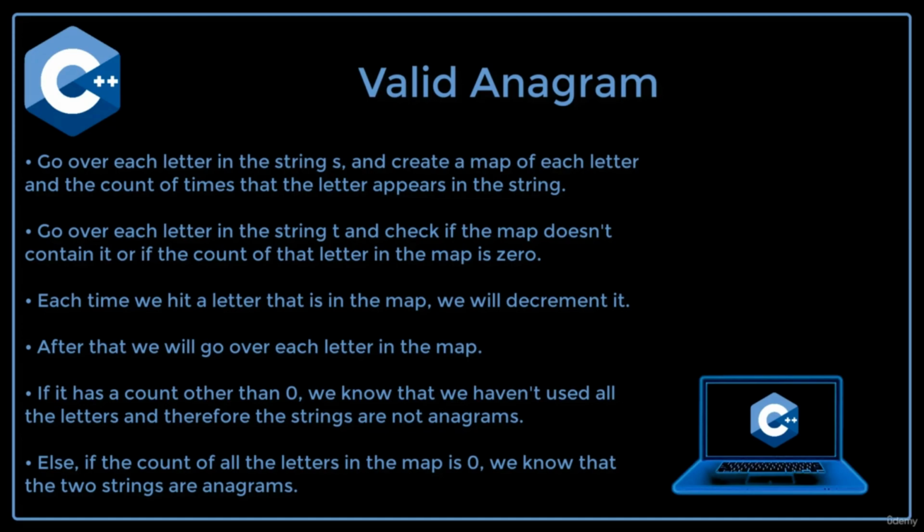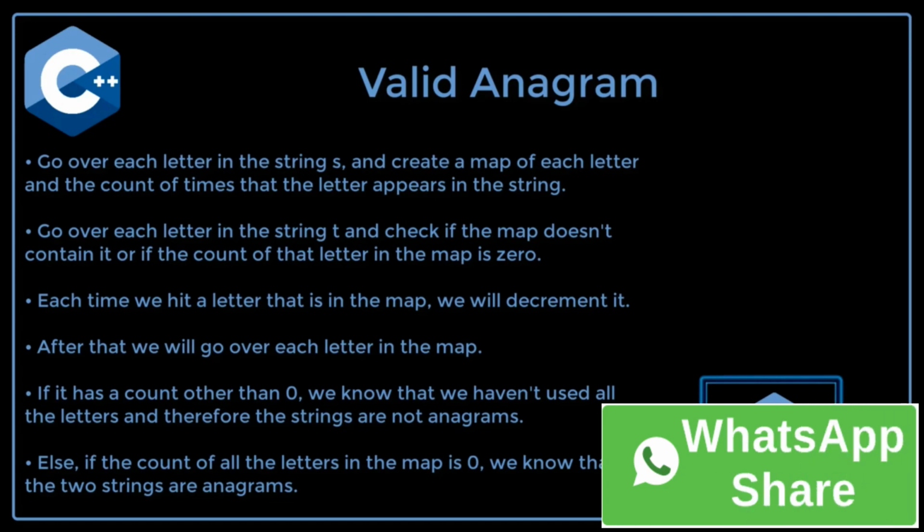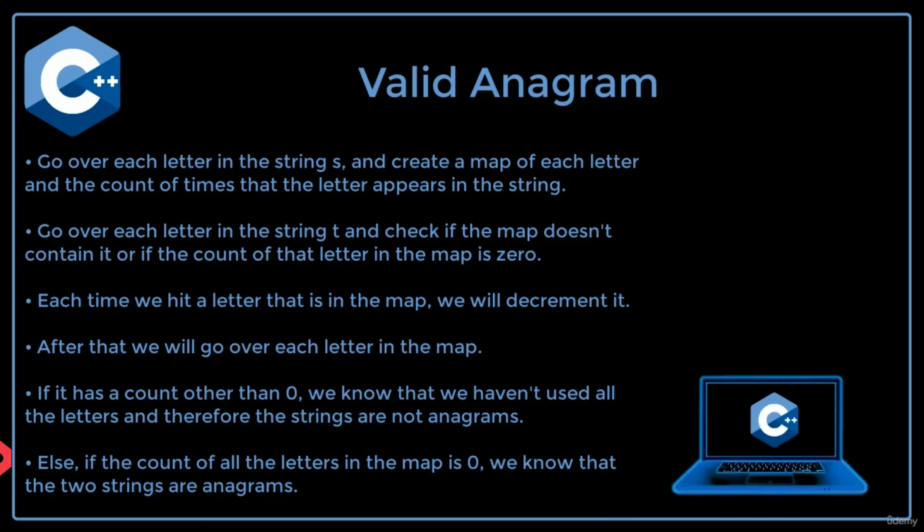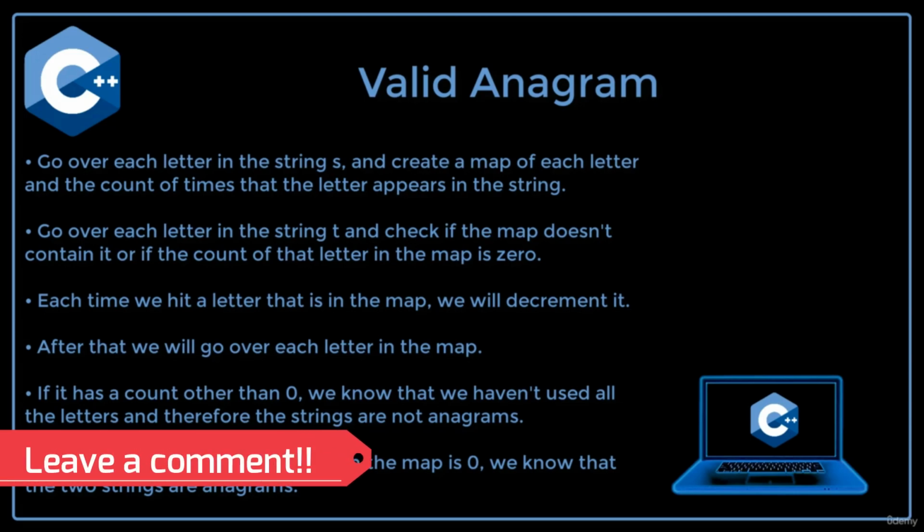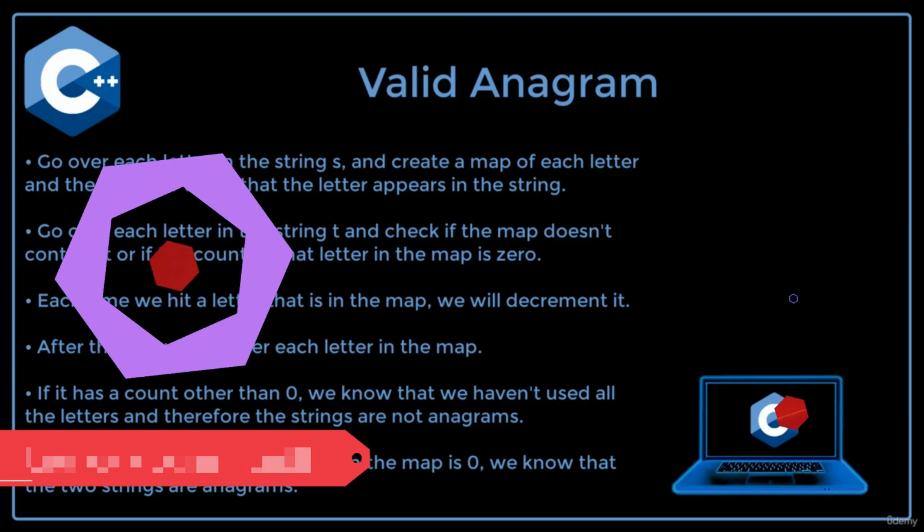After that, we will go over each letter in the map. If it has a count other than 0, we know that we haven't used all of the letters, and therefore the strings are not anagrams. Else, if the count of all the letters in the map is 0, we know that the two strings are anagrams.